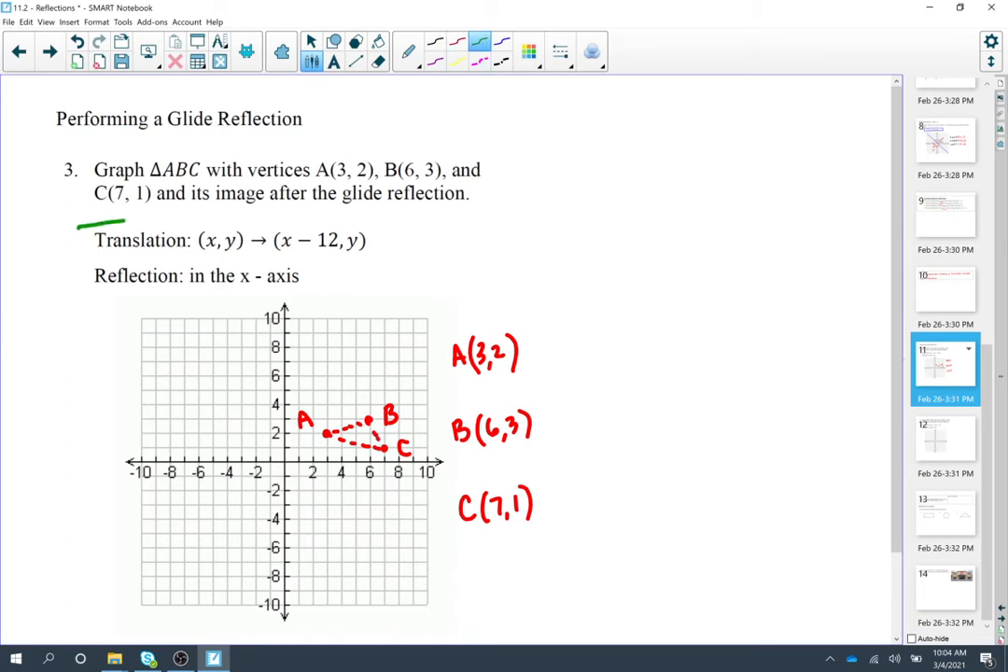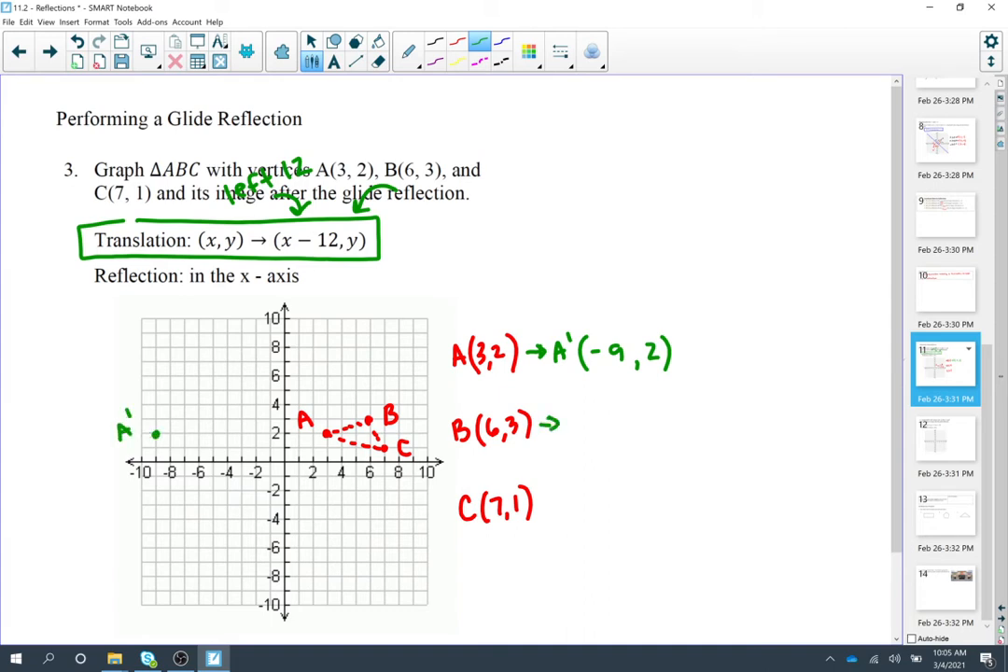Now, our first one is our translation. And it specifically says x minus 12, which means we're going to be moving left 12. And then it just says y. So if it just says y, that means don't move it up and don't move it down. We are just going to move it left 12. So if we're moving left 12, A prime, I'm going to subtract 12, which is going to put me at negative 9. And then we keep the y the same, which is 2. So negative 9, 2.